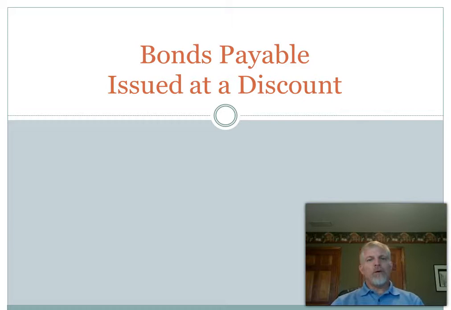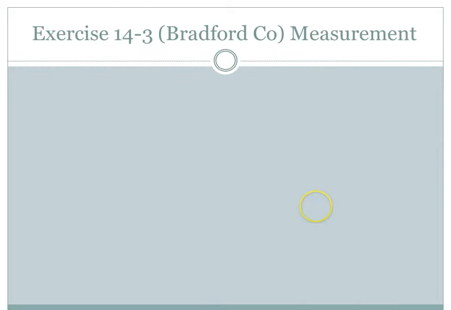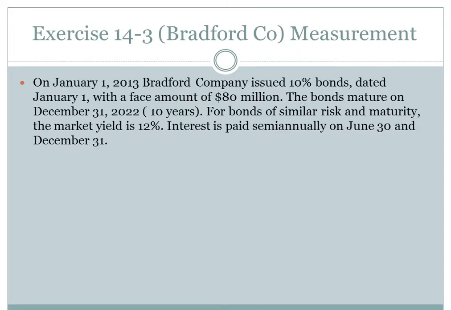In this video, we are going to demonstrate how to measure, recognize, and disclose bonds payable when they are issued at a discount. And so what we are going to do here is use an example, actually one of the exercises from the Spiceland textbook. This is exercise 14.3, Bradford Company. And I have copied the information from the textbook here.